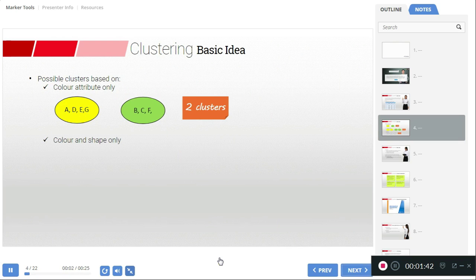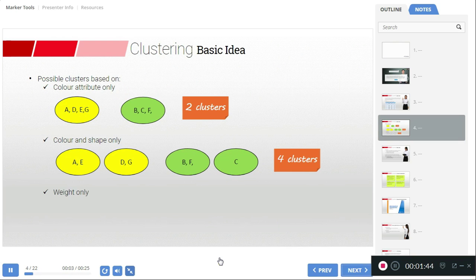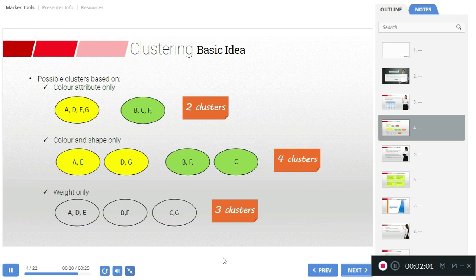In the example, note that if we use only the attribute color, we get only 2 clusters. If we use only attributes color and shape, we get 4 clusters. How many clusters will we get if we used the attribute weight for clustering? 3 clusters. Did you get it correct?